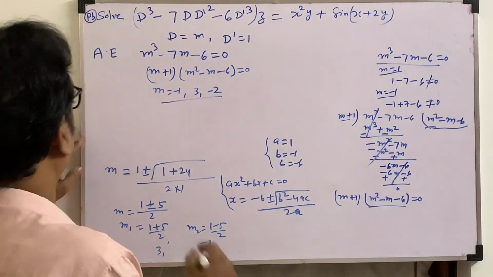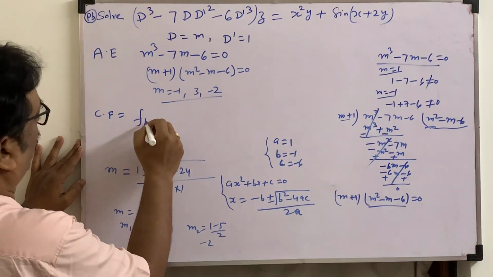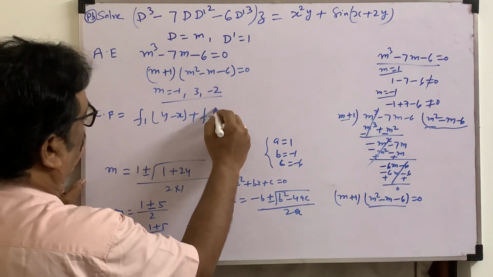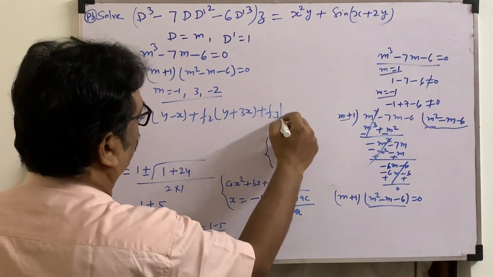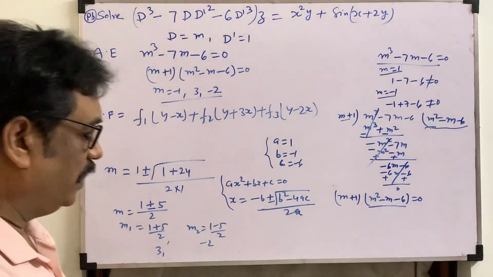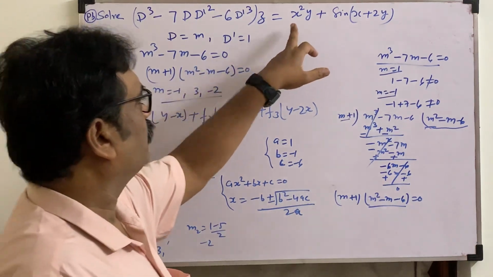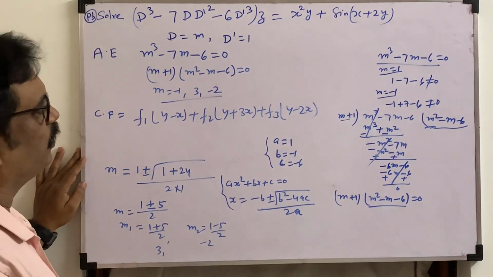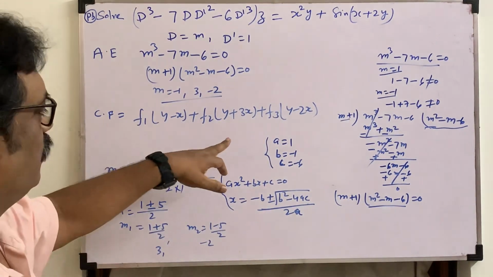Once we got the roots, we will write the complementary function: f1(y minus x) plus f2(y plus 3x) plus f3(y minus 2x). We got the complementary function. Then we will find the particular integral. For the particular integral, we have two terms, algebraic and trigonometric, so PI1 and PI2 both will be found. So up to the complementary function is over.